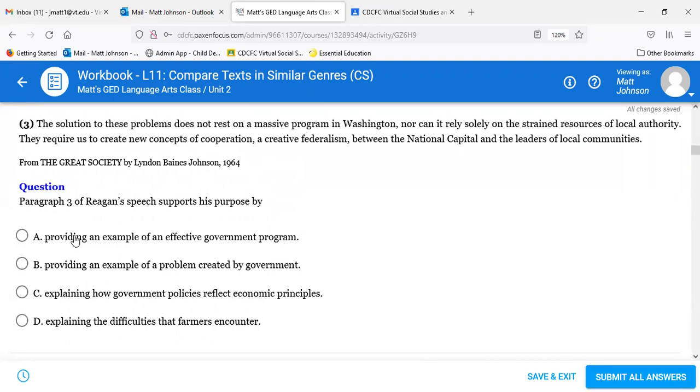Yes, paragraph 3 of Reagan's speech supports his purpose by A, providing an example of an effective government program. B, providing an example of a problem created by the government. C, explaining how government policies reflect economic principles. D, explaining the difficulties that farmers encounter.